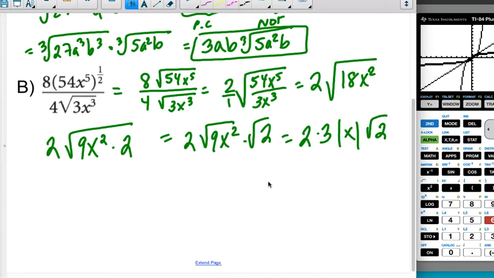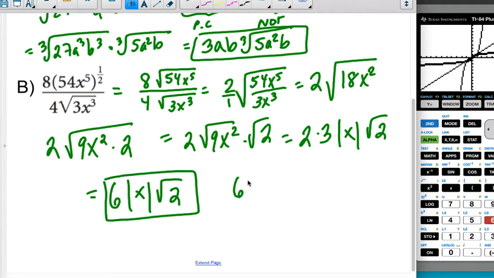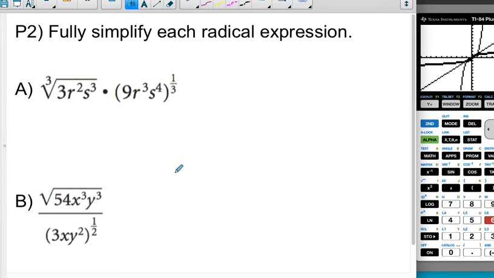The last thing you'd need to simplify this is to make it a 6 times this absolute value of x times a root 2. And it doesn't really matter what order you put this in. If you wanted to put the absolute value at the end, you totally could, right? You could do something like this. It doesn't really matter. It just needs to be clear that the only thing in the root is the 2. All right. Go ahead and give this one a try.